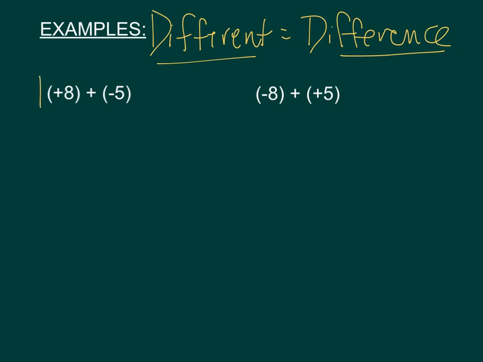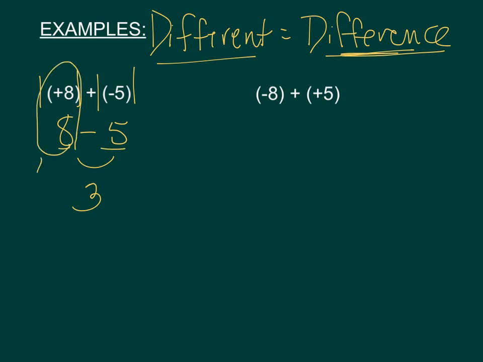So I find my absolute value of positive 8 and negative 5. The absolute value of positive 8 is 8. The absolute value of negative 5 is 5. My rule tells me to find the difference. 8 minus 5 is 3. And then I look at 8 and 5, and 8 has got the larger absolute value, so my answer is positive 3.